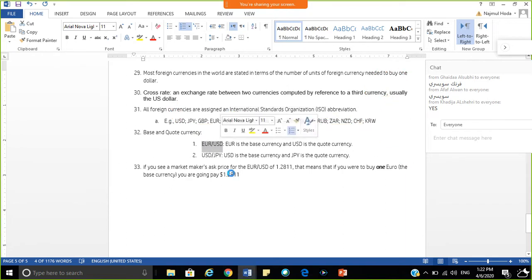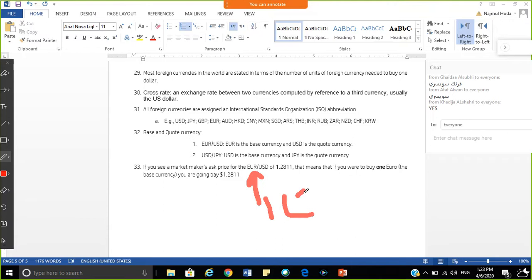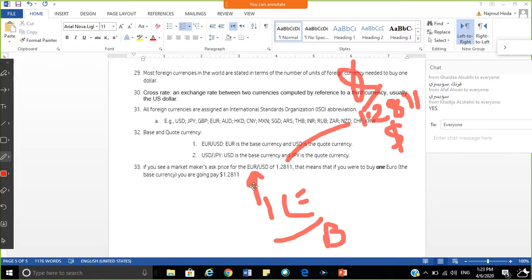So if a currency is written like this, EUR/USD, what does it mean? It means that Euro is the base currency and USD is the quote currency. So if it is written Euro by USD is 1.2811, what does it mean? It means that if I want to buy 1 euro, this is the base currency, how many dollars do I need to pay? I should pay $1.2811 to buy 1 euro. So this is the rate, and this becomes the base and this becomes the quote currency. This is how we read the currency rates.